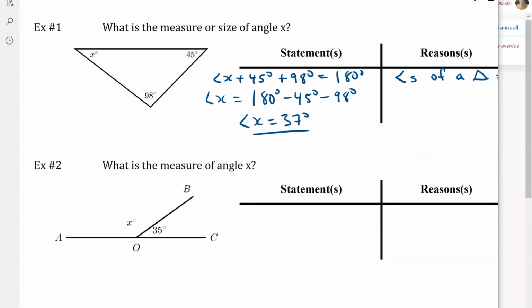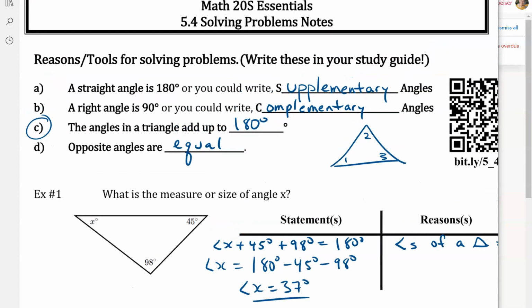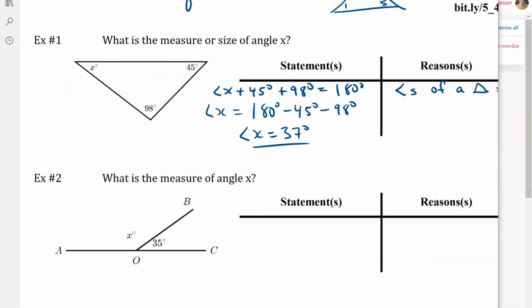Okay, let's take a look at number 2. What is the measure of angle x? So I've got a straight line, which is a pretty good clue. Then I'm going to use reason number A here. A straight angle is 180 degrees, or you could write supplementary angles. So here I could write, well, angle x plus 35 degrees is equal to 180 degrees. And the reason, I'm going to pick the short one, I'm going to say supplementary angles. How about I just do that? Supp angles.